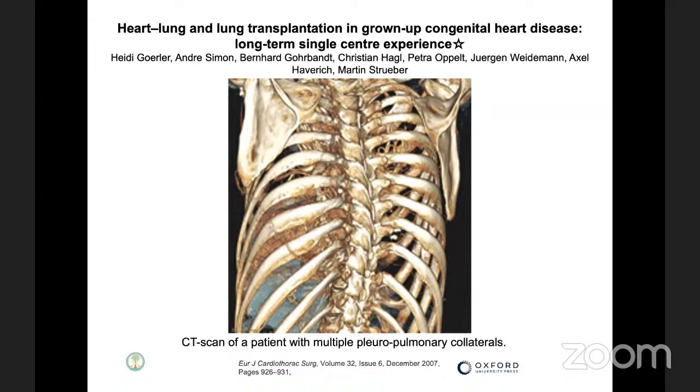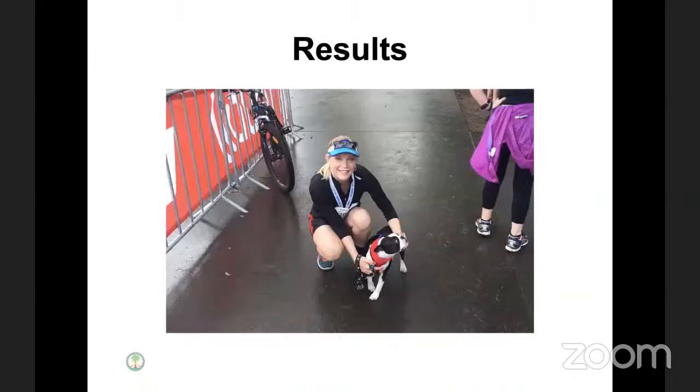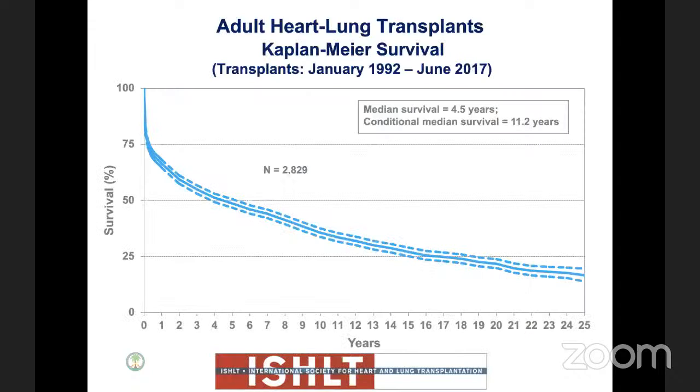And actually, the most important thing to do is that you take your patient through the right assessment process and make sure that they will survive this operation. This, by the way, is a heart-lung recipient before doing a 10K run. So the results of heart-lung transplantation, those who know their numbers know that this is pretty close to a lung transplantation.